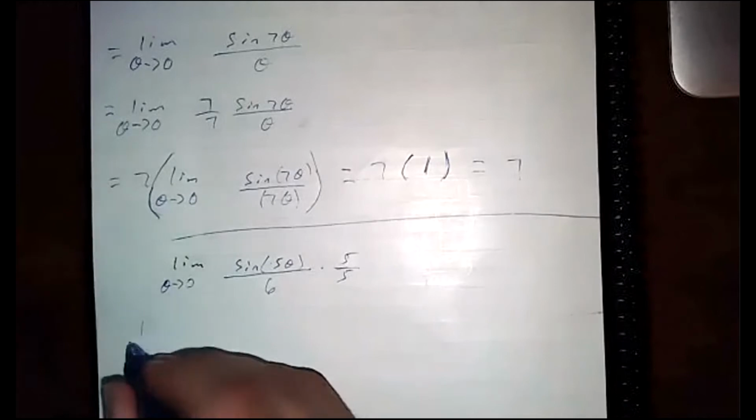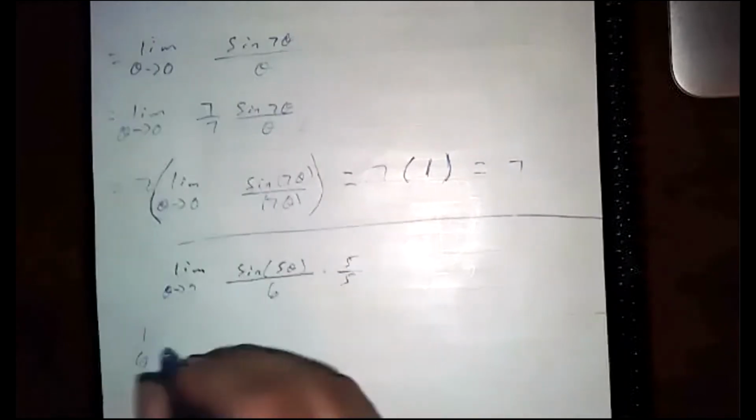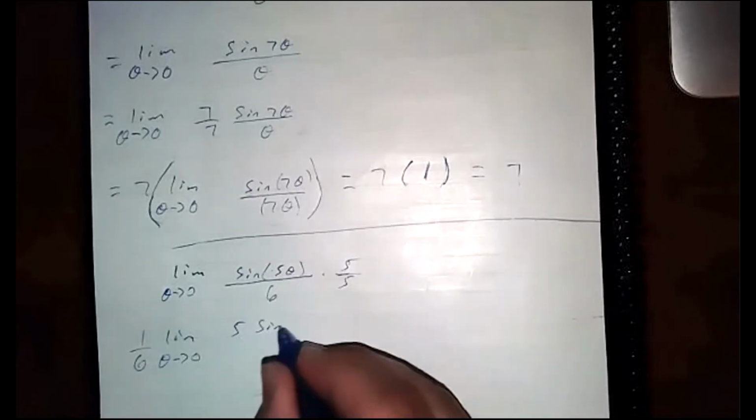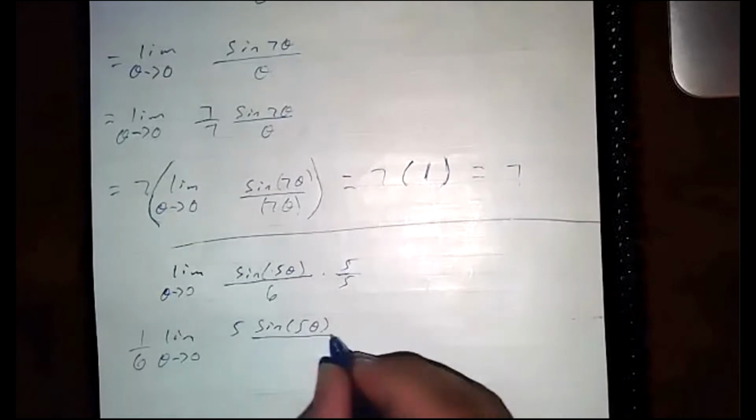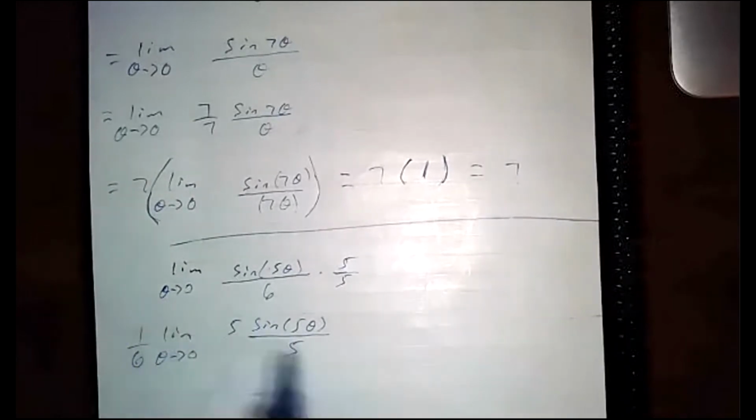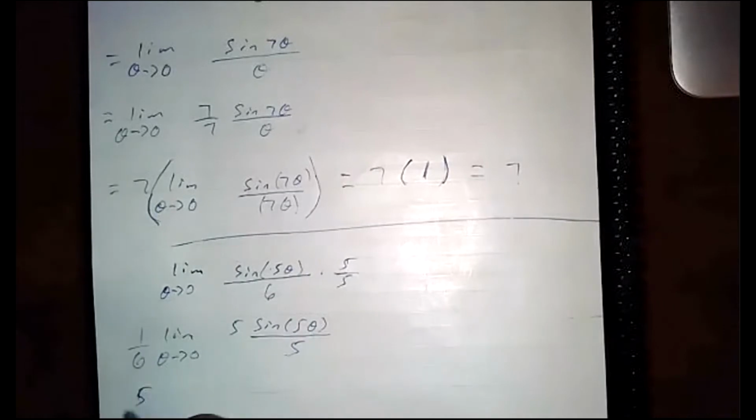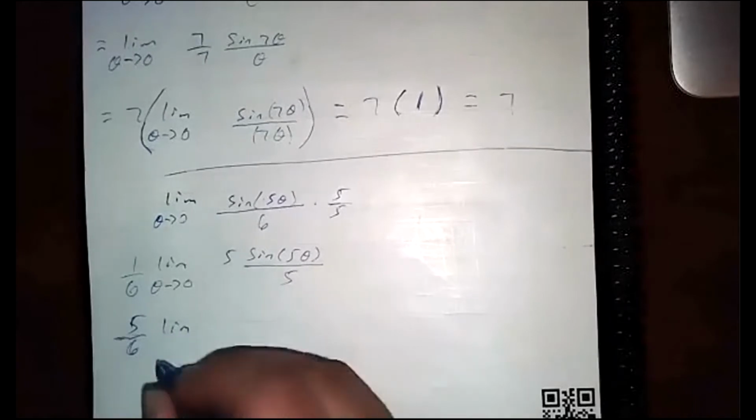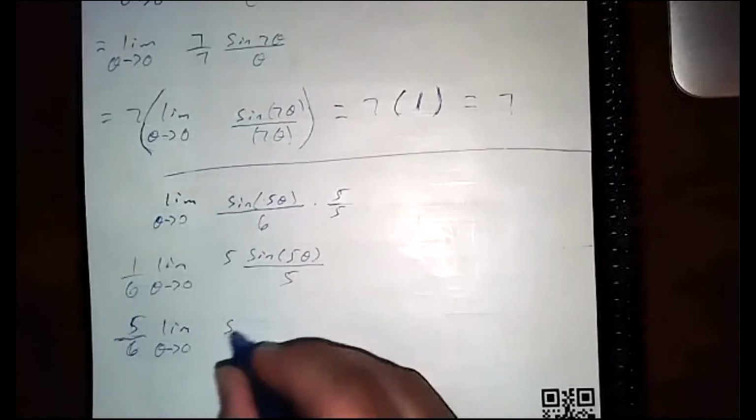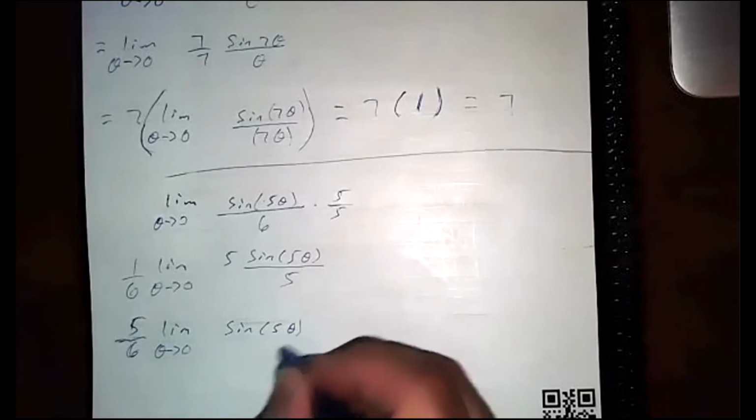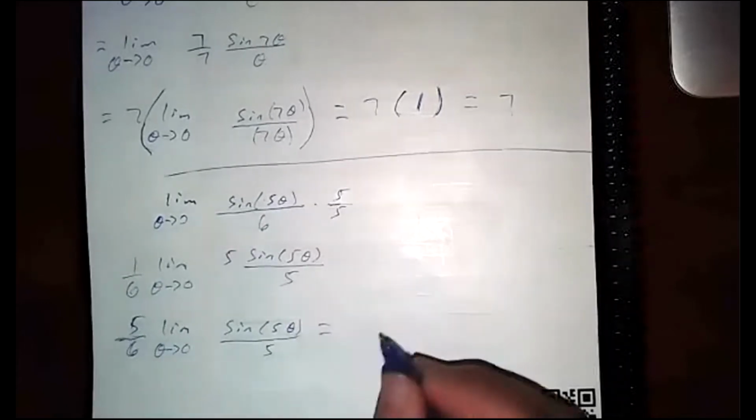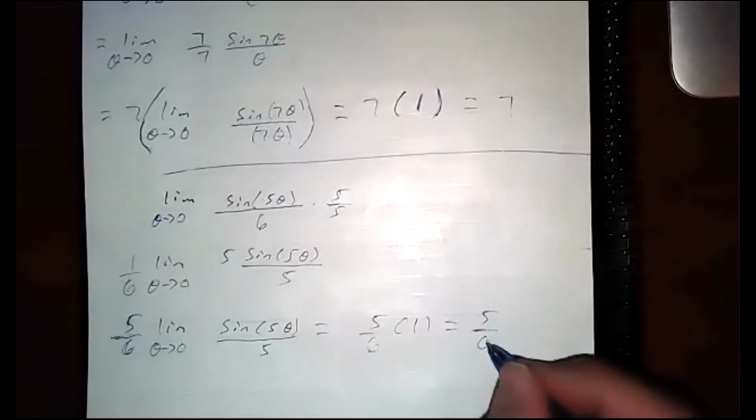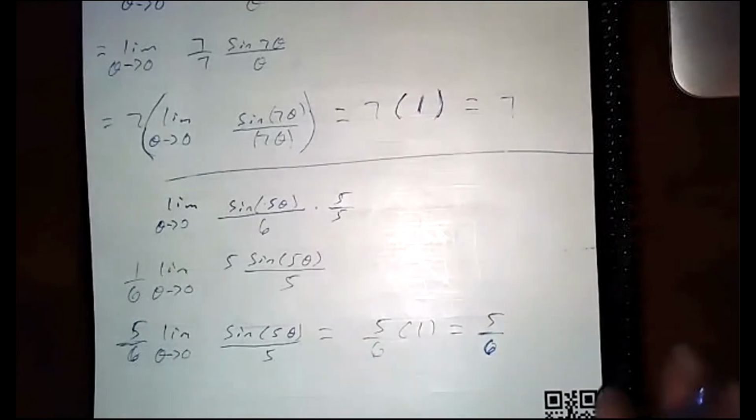I'm going to pull that 6 out of my way and show you what I'm talking about. So you'd have 5 sine of 5 theta over 5, and I can pull this 5 out there too, and then take the limit. So then just take the limit of this guy, and your answer would be 5/6, right? And that's it.